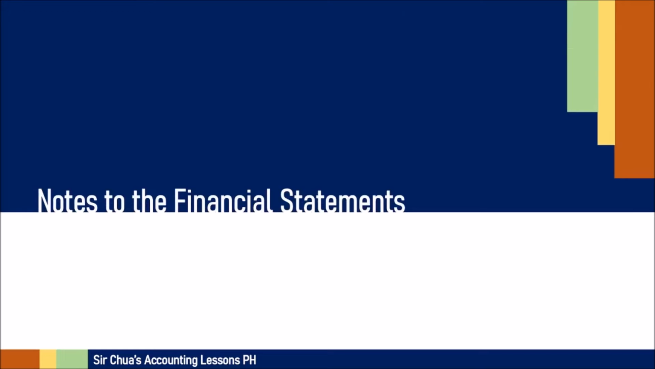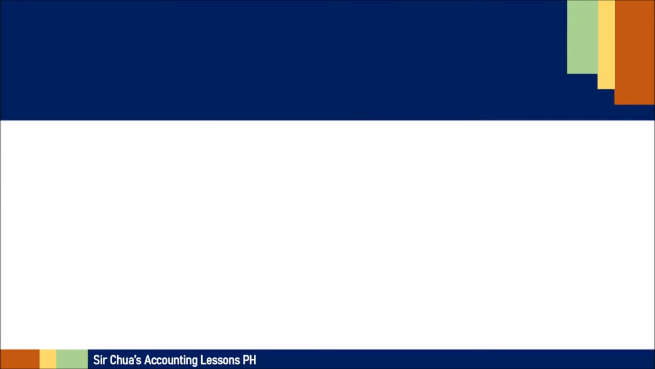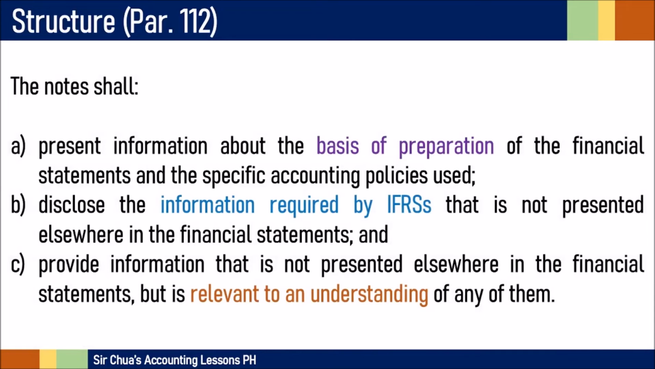Okay, so let's now move on to our theories about the notes to FS. Okay, so the notes shall present information about the basis of preparation of the financial statements and the specific accounting policies used. So basis of preparation and then the accounting policies used. And then you also disclose the information required by IFRSs that is not presented elsewhere in the financial statements. So if a specific IFRS requires you to disclose something, you will be following the disclosure requirements in that IFRS or in that standard, and then you properly put them in the notes to the FS and then provide information that is not presented elsewhere in the financial statements.